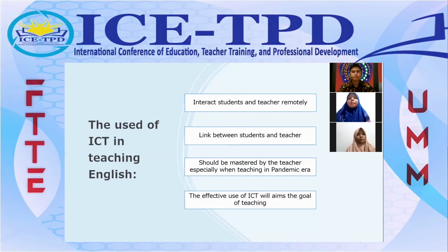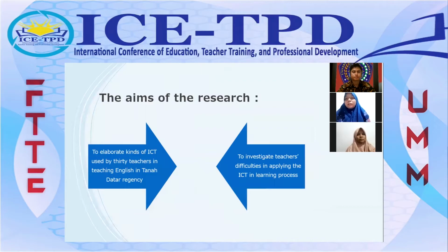And next, the aims of this research. We have two aims. The first one is to elaborate the kinds of ICT used by certain teachers in teaching English in Tanah Datar Regency. So in this case, we will describe the various ICT used by the teachers in teaching English. And the second one, we will also investigate teachers' difficulties. So what are the difficulties in applying those ICT in the learning process?